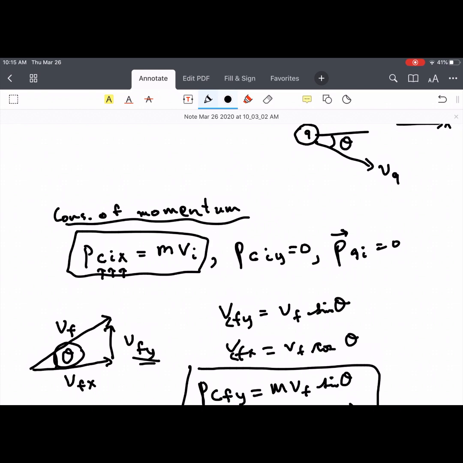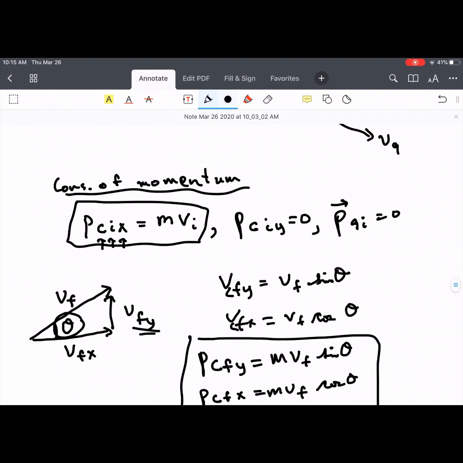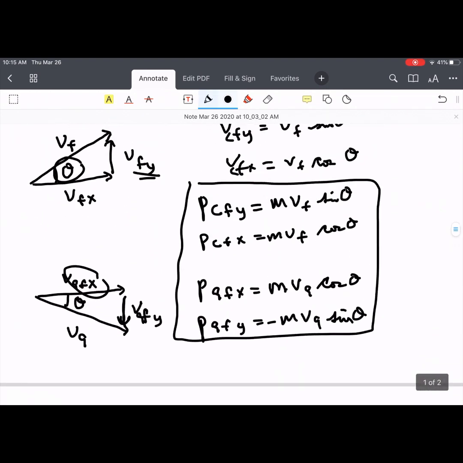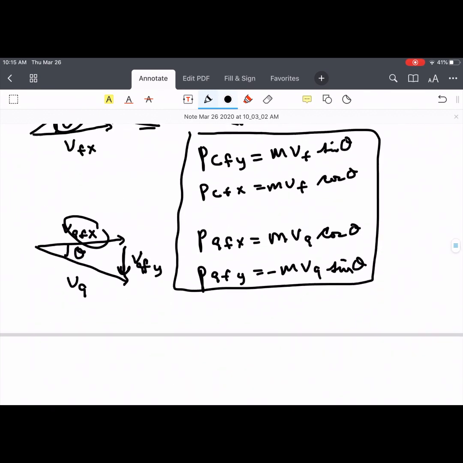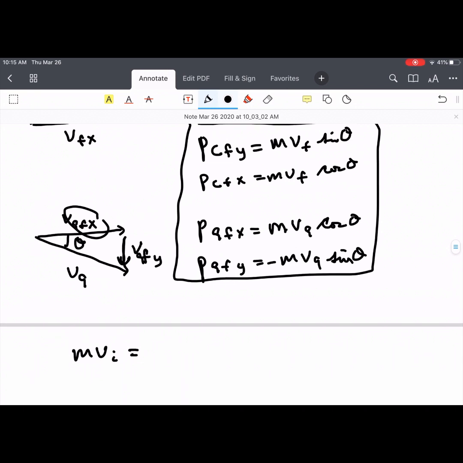So again, we mostly are doing one-dimensional collisions, but for two-dimensional collisions, remember that the momentum x initial is equal to the momentum x final, momentum y initial is equal to final. So we're going to do this piece by piece. Let's talk about the x component first. My initial x component of momentum is m times v initial. That's equal to the total final x component of momentum, which is m v_f cosine theta plus m v9 cosine theta.